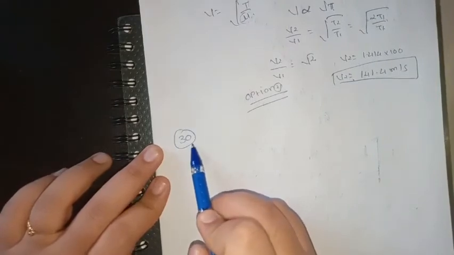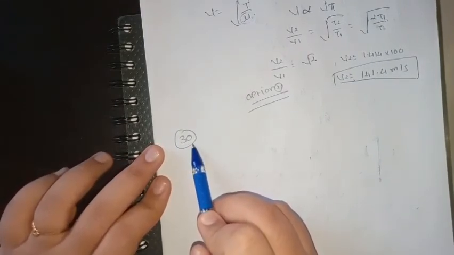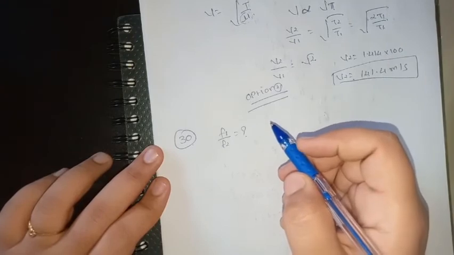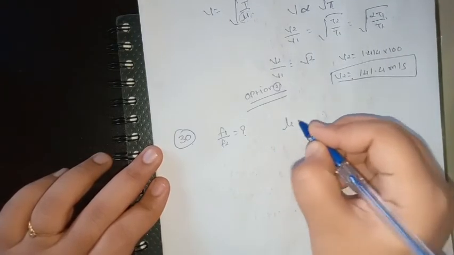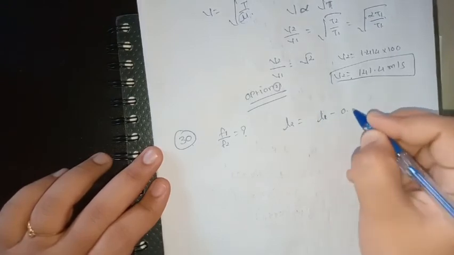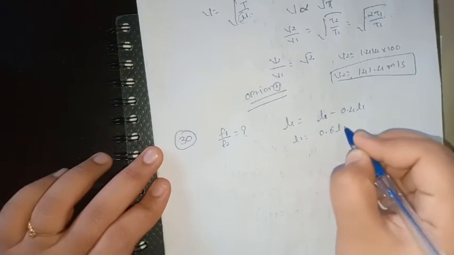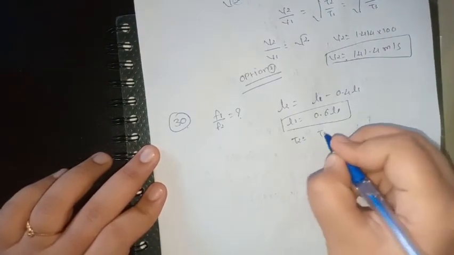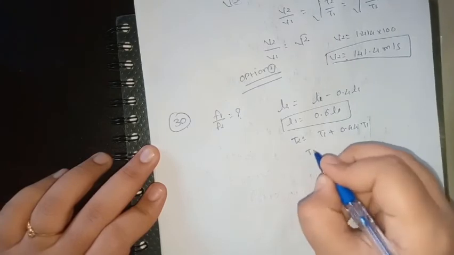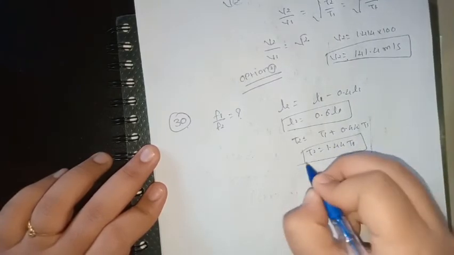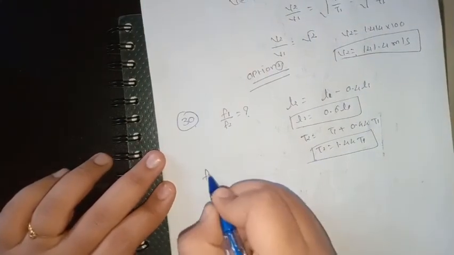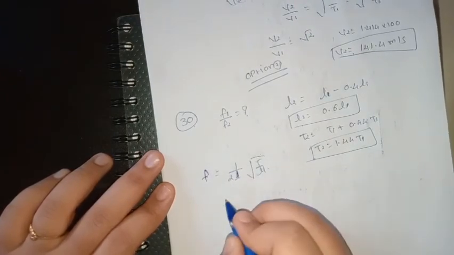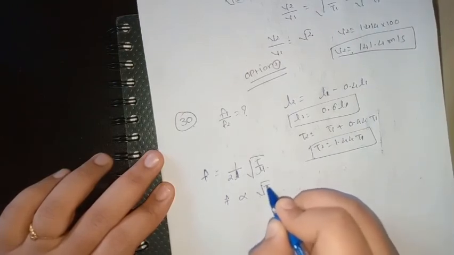In question number 30, it is given that we find the ratio of final and initial fundamental frequencies. If the length of a stretched string is shortened by 40%, that means L2 is L1 minus 0.4 L1, that is 0.6 L1, and the tension is increased by 44%. That means T2 is equal to T1 plus 0.44 T1, that is 1.44 T1. The fundamental frequency F is given as 1 by 2L under root T by mu. So from this we can write F is directly proportional to root T by L.